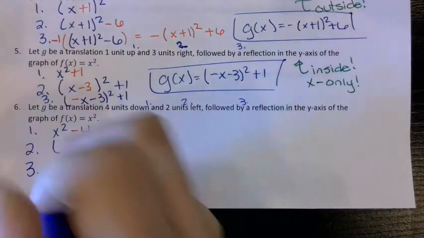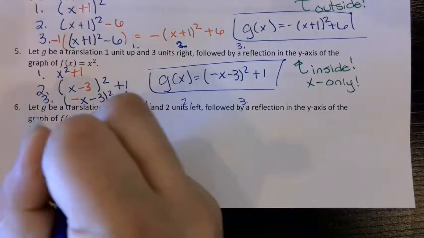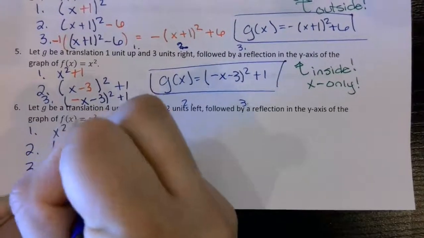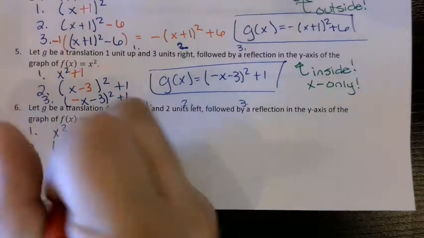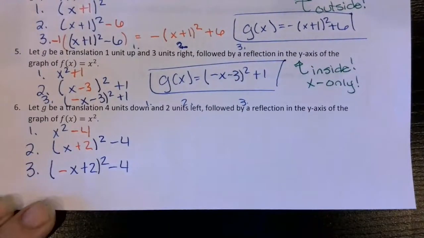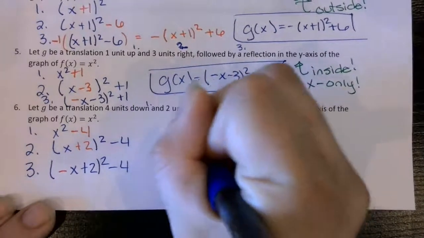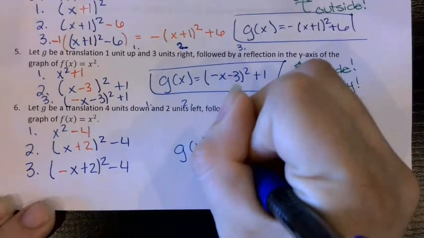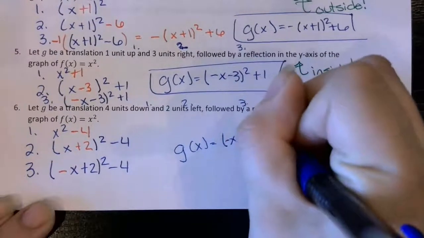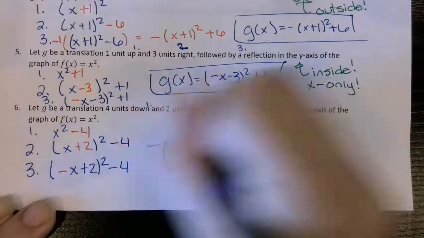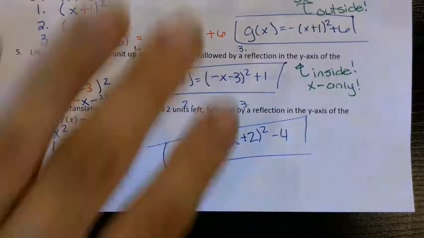Then my final step is a reflection in the y-axis, which is changing inside. So I put the negative right there, and then that's my final answer. I just have to write it with g of x. Negative plus 2 minus 4. Moving on.